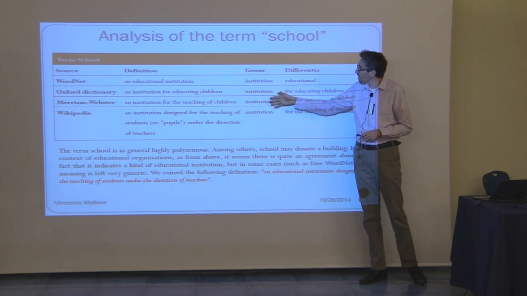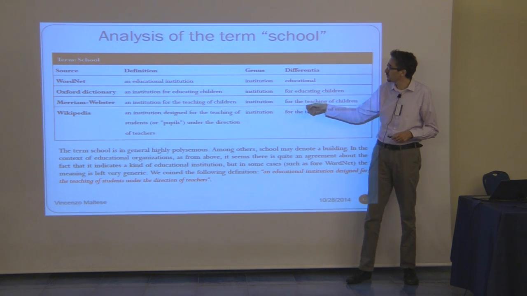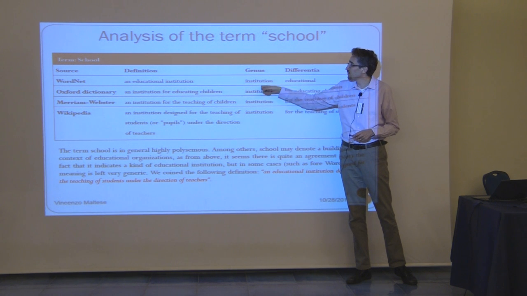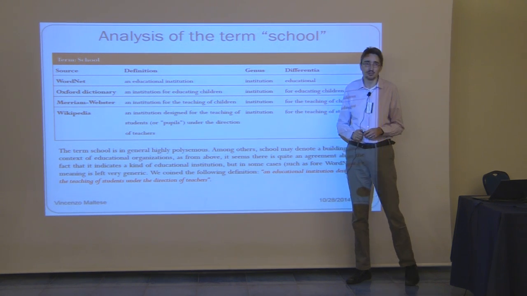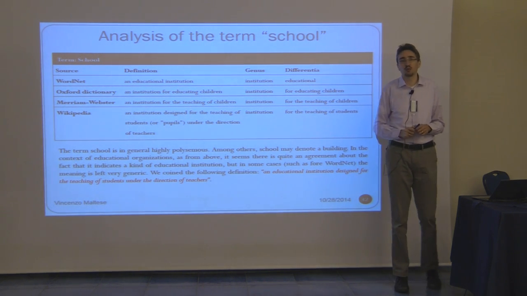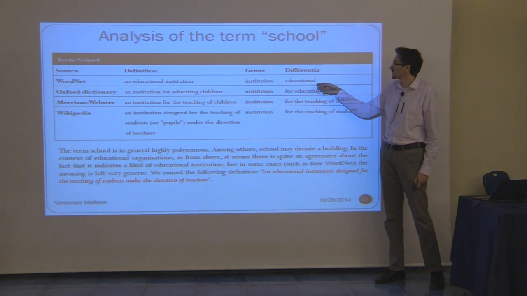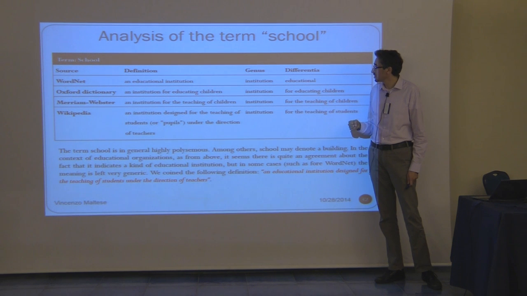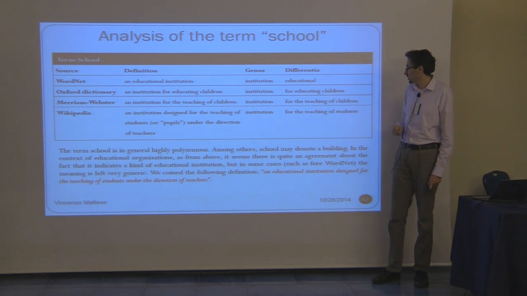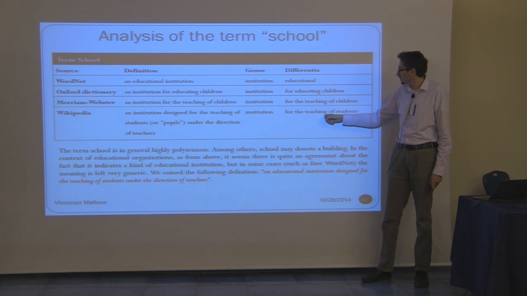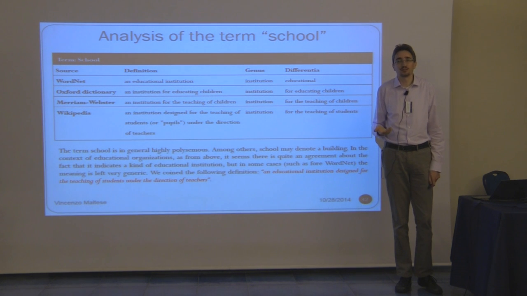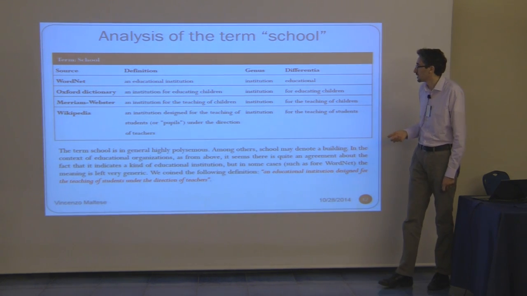And by comparing the various definitions in this way, we understand that there is complete agreement about the fact that school is an institution. There are slightly different ways by which it's further defined. Here you only say that it's an educational institution. This one is for educating children, for teaching children. And here it is more general because it says teaching students. So you can teach also someone who is not a child, an adult can be instructed.